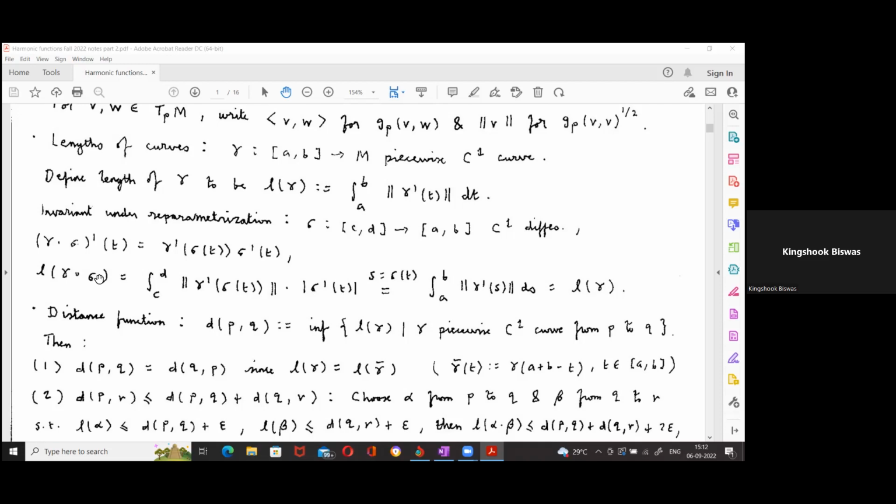So in a Riemannian manifold, I can talk about lengths of curves. Once I can talk about lengths of curves, it makes sense to look at the shortest length curves between points, and that leads us to a distance function on a Riemannian manifold. You define the distance between points p and q to be the infimum of the lengths of curves gamma, which are piecewise C1 curves joining p to q.